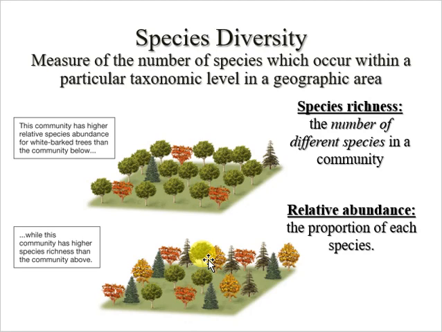Now, species evenness. This describes the relative abundance of different species in an area, where if you have more species with more similar abundance levels, you have greater evenness throughout that community. Relative abundance refers to the population size for each species within a given area. So it's the proportion of each species.